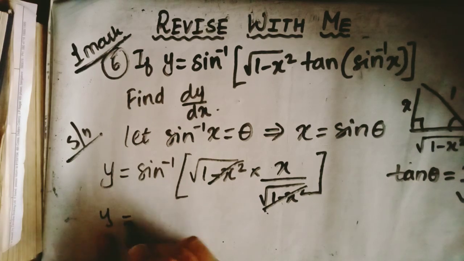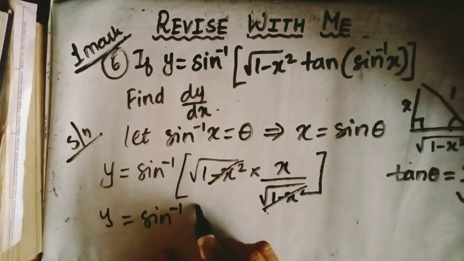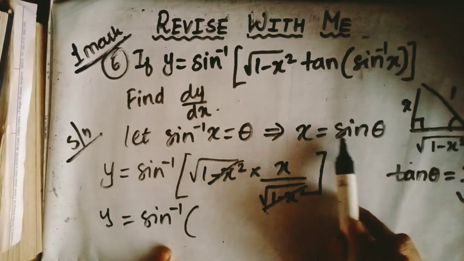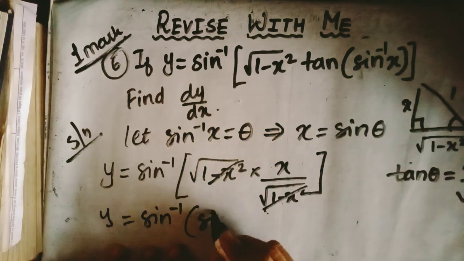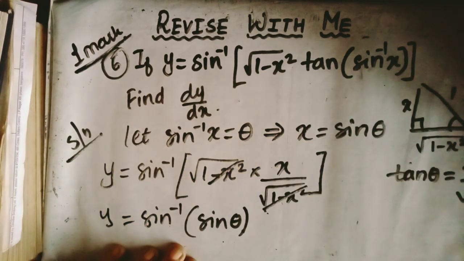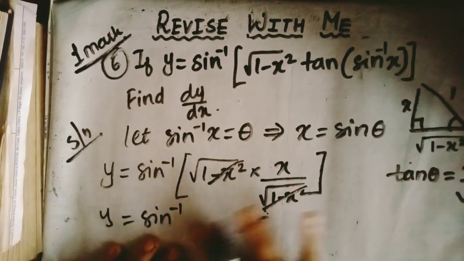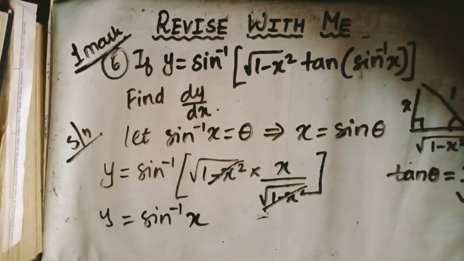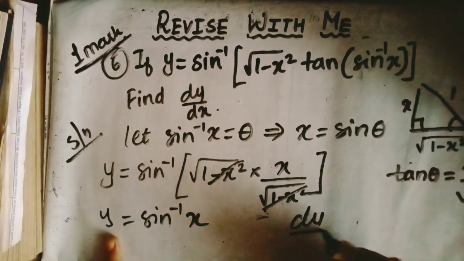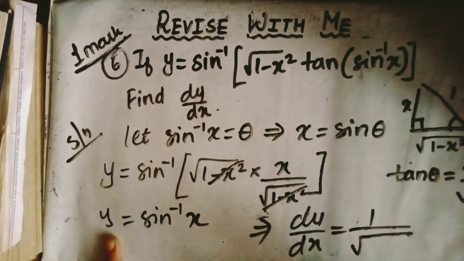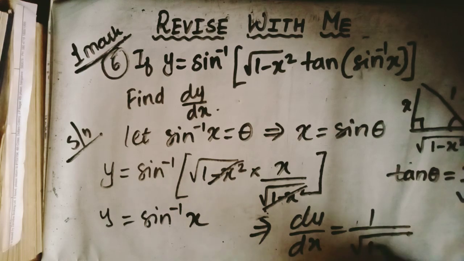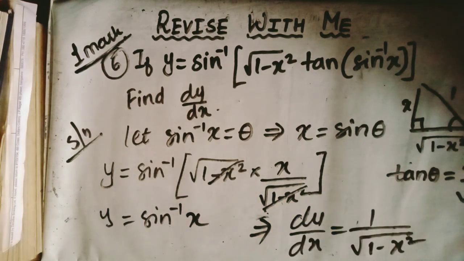So y equal to sine inverse. Now you can substitute here x equal to sine theta. So you'll directly get sine inverse of x. Okay. Now you can find dy by dx. So dy by dx is 1 upon root of 1 minus x square.